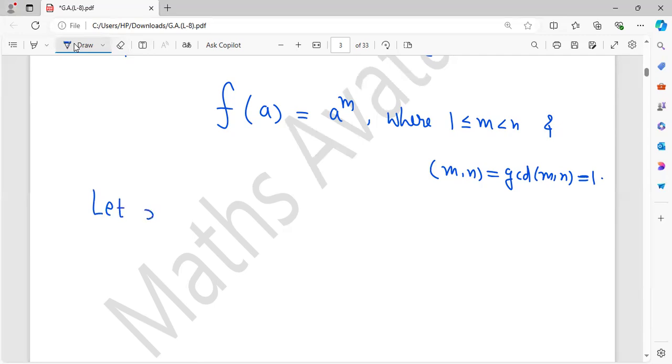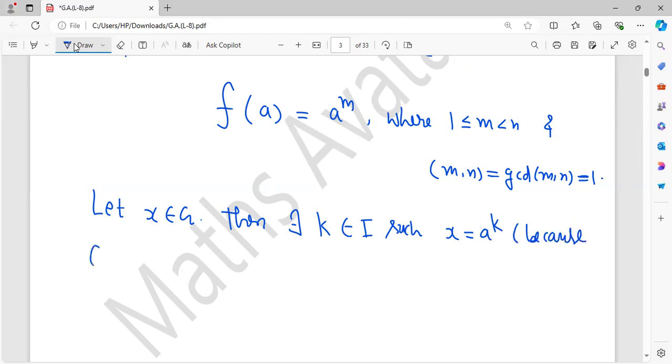Let x belong to G. Then there exists k belonging to I such that x is equal to a to the power k, because G is cyclic. Every element of a cyclic group is some power of a generator. That is why if you take any element from G, it will be some power of a. Okay, so this is cyclic.